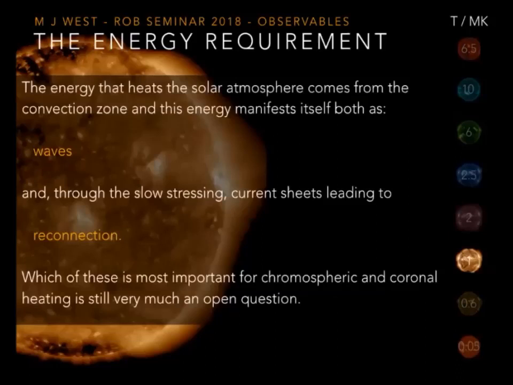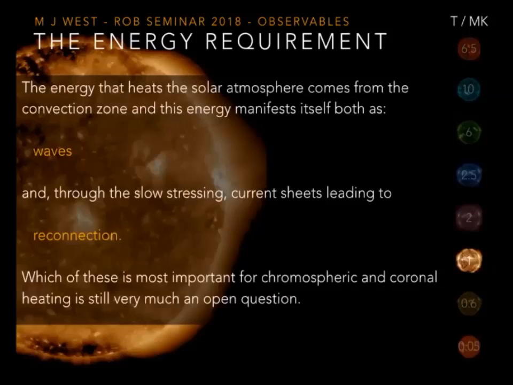The ones that I'm going to focus on are waves and magnetic reconnection. So the energy that heats the solar atmosphere, as I said before, comes from the lower atmosphere through the convection zone, and this energy manifests itself as waves and reconnection. And we see waves in the solar atmosphere, and we see evidence of magnetic reconnection in the atmosphere. But they both have problems as methods for heating the solar atmosphere.